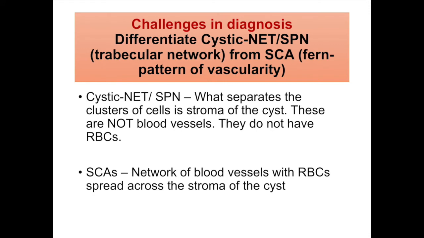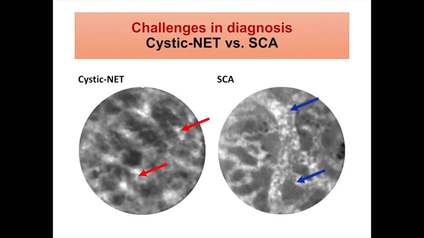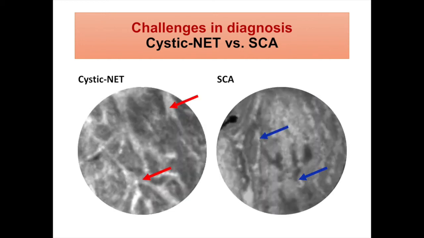Next challenge is differentiating cystic neuroendocrine tumor or pseudopapillary neoplasm, which is the trabecular network, from the typical fern pattern of vascularity seen in serous adenoma. In the trabecular pattern, what separates the clusters and groups of cells is the stroma of the cyst, whereas in serous adenoma, it's a network of blood vessels, and in this network of blood vessels, you tend to see multiple floating RBCs. Moreover, in serous adenomas, within these blood vessels, you occasionally see clumps of RBCs as well.